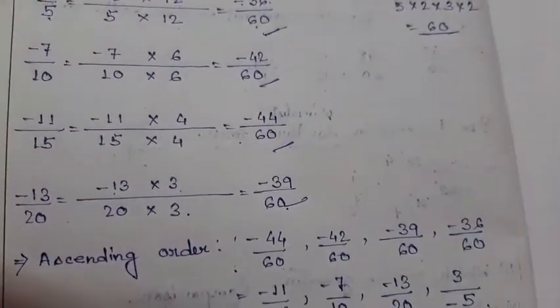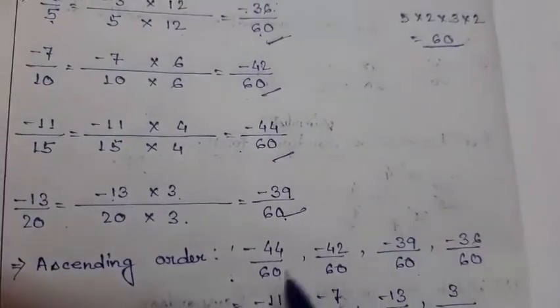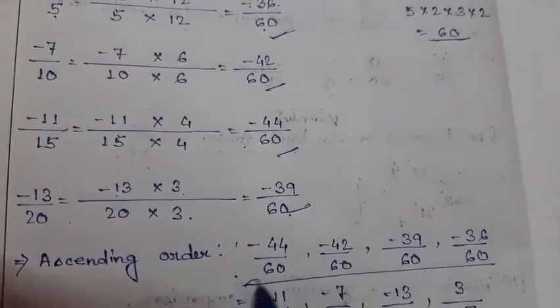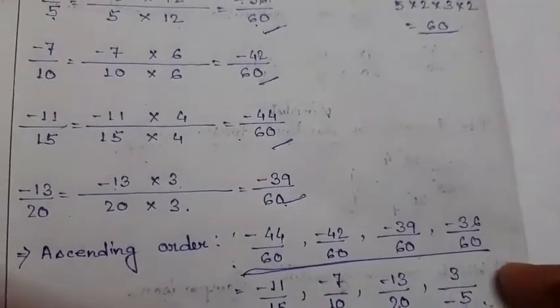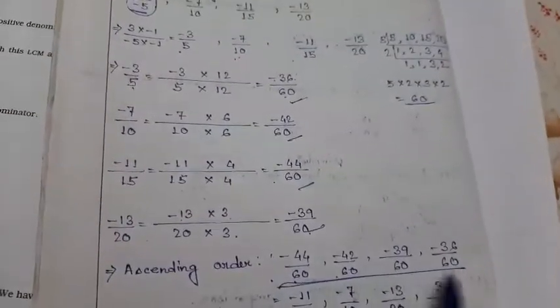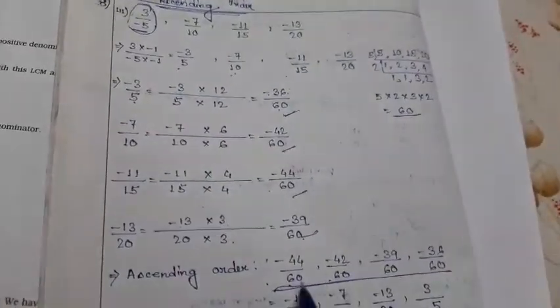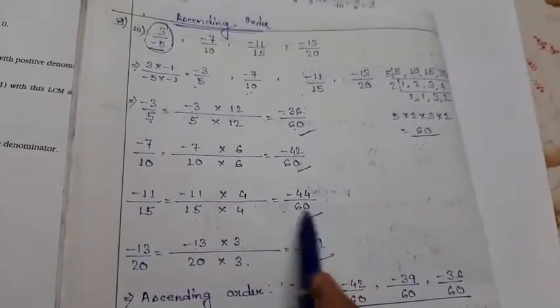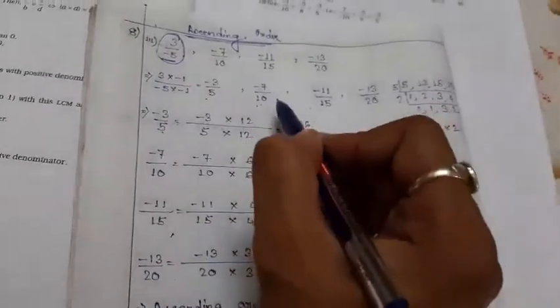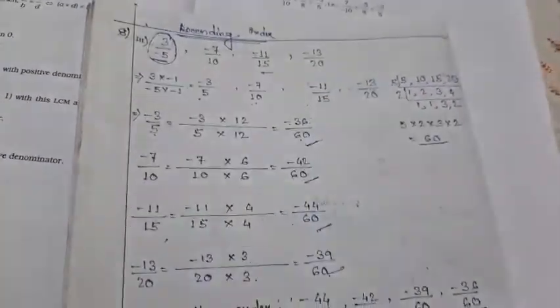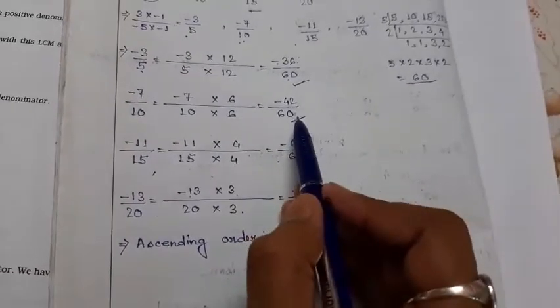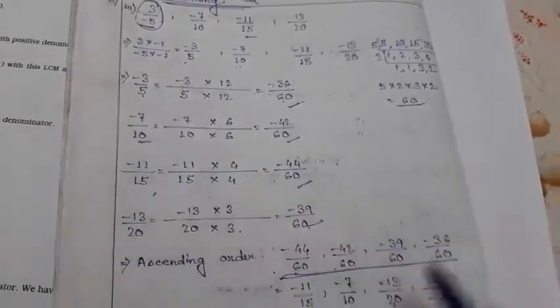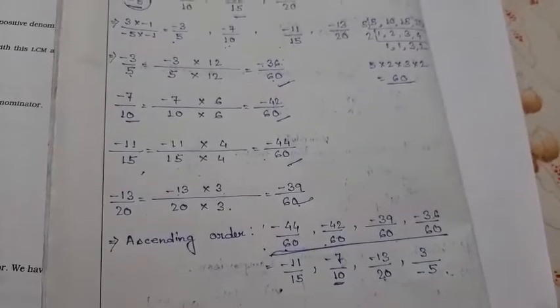But you have to remember, we cannot write this as our answer because these are not in the question. So we have to convert this into the question pattern. Minus 44 by 60 means minus 11 by 15. So we have to write minus 11 by 15. Minus 42 by 60 means minus 7 by 10. So minus 7 by 10.